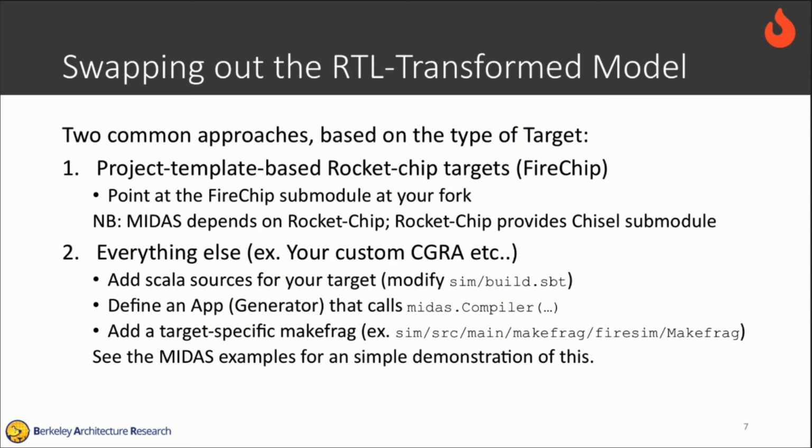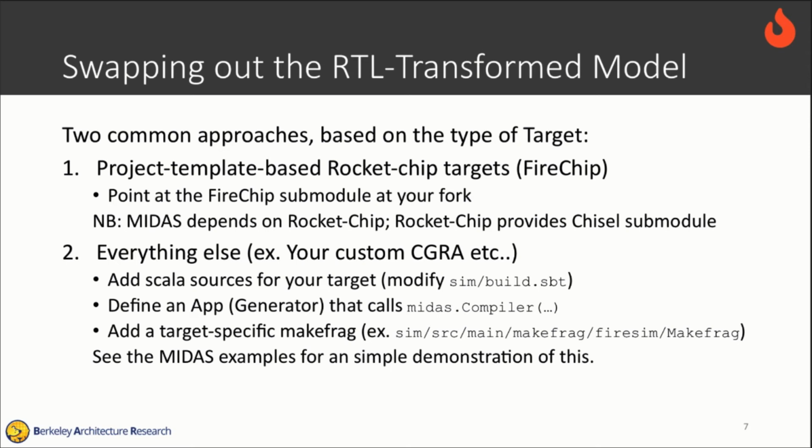Right. So the second way is if you have something that doesn't really resemble Rocketship, say it's like your own custom CGRA generator or whatever, you're going to have to add those Scala sources or add a submodule, and then you have to define an app that basically will call Midas.compiler, right? And so that will take your CGRA and perform this transformation on it and bind models to it, right? And you can do that.